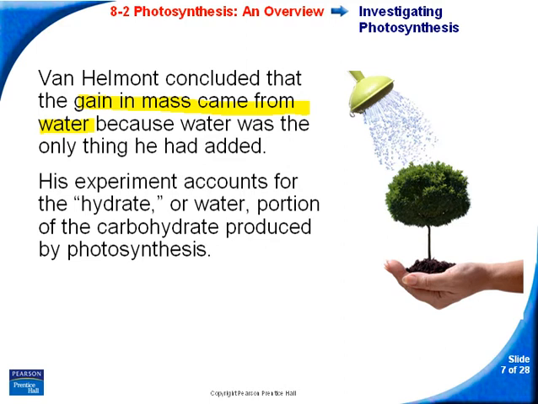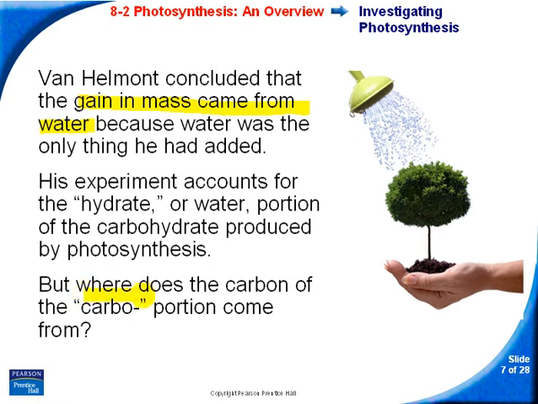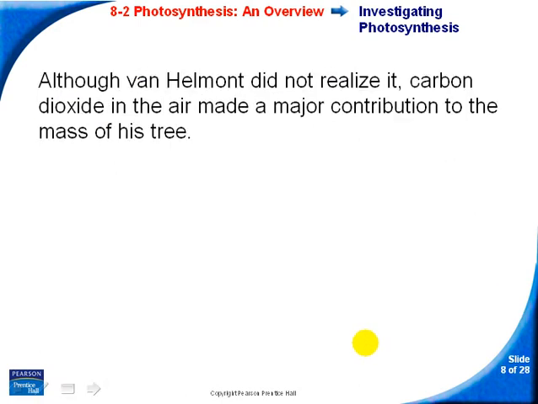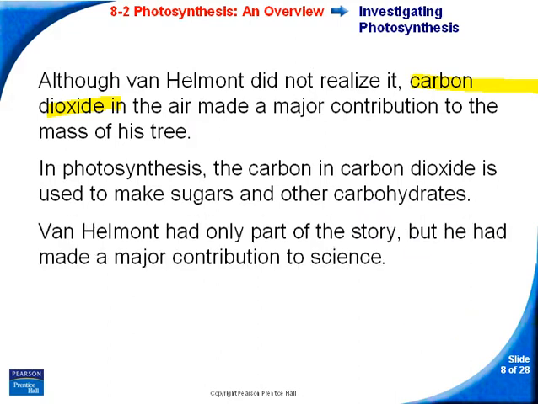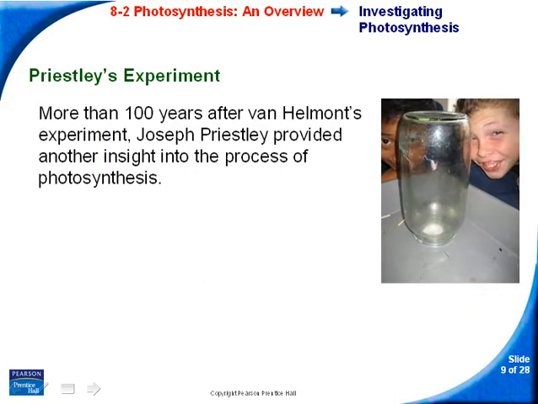So the word carbohydrate, which is what we're talking about with energy. In the word carbohydrate, the word hydrate has to do with water. So now what we have to figure out is where did the word carbo come from. What Van Helmont didn't realize is that the plant was taking in carbon dioxide into the tree, and that was a major contribution to the mass of the tree. Carbon dioxide is actually used in the carbohydrates, and you'll see that in the equation in a moment.